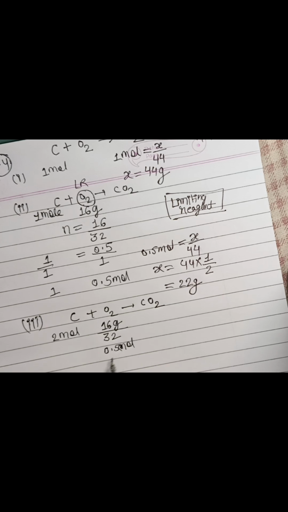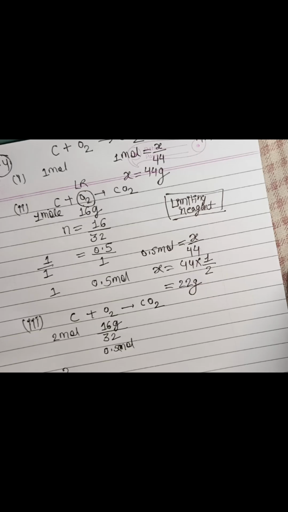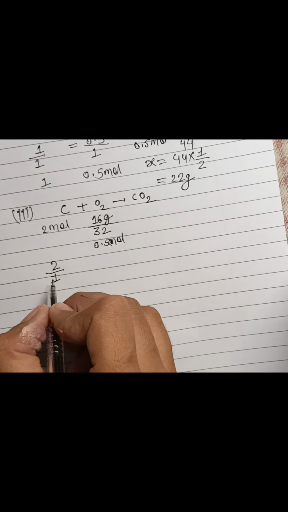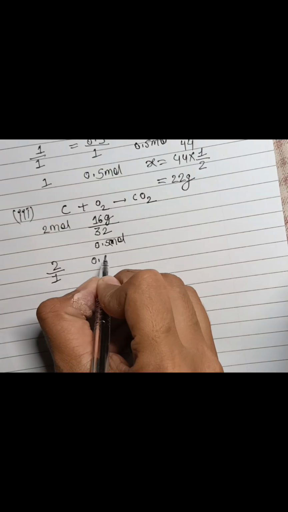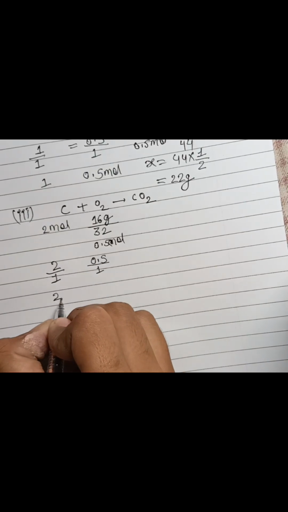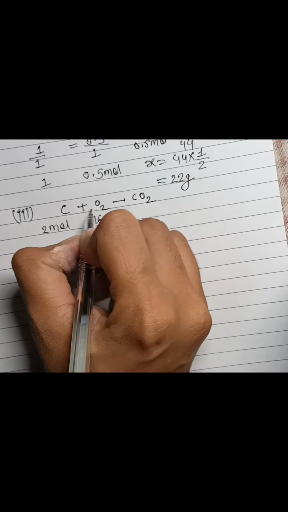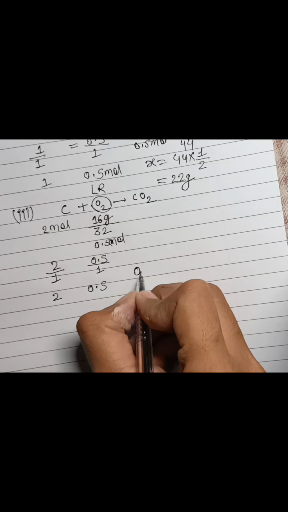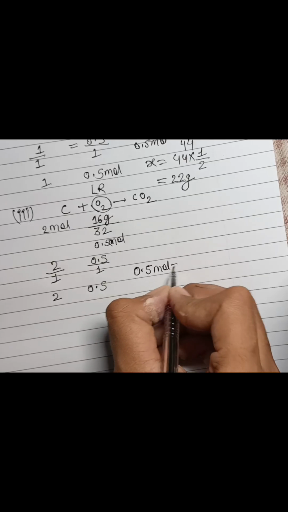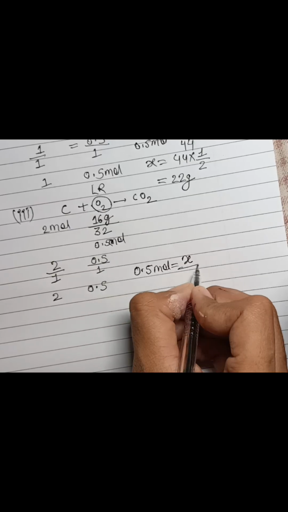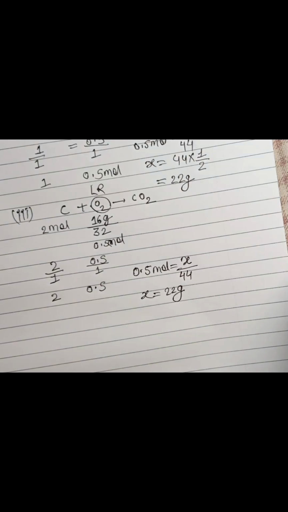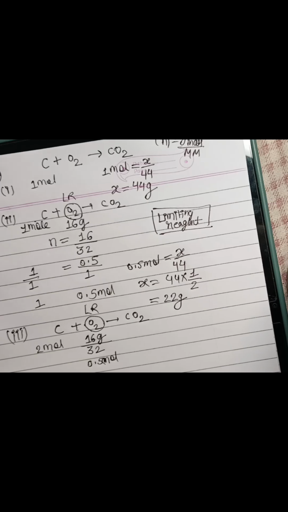Now we need to find out the limiting reagent from the balanced chemical reaction. We will divide this mole with the stoichiometry, this mole with this 1. For carbon, with 1, it comes out to be 2. For oxygen, it comes out to be 0.5. Limiting reagent is oxygen. So 0.5 mole of oxygen will lead to the formation of 0.5 mole of CO2, and we need to find out the amount. So x with molecular mass again, it is going to be 22 grams. So here the main concept for such types of questions is the limiting reagent.